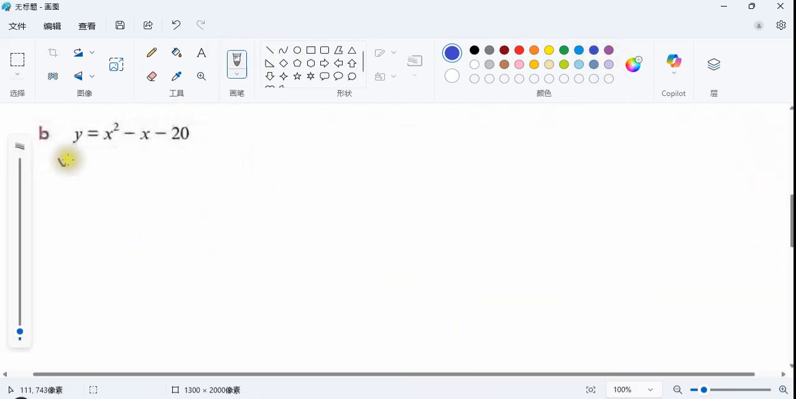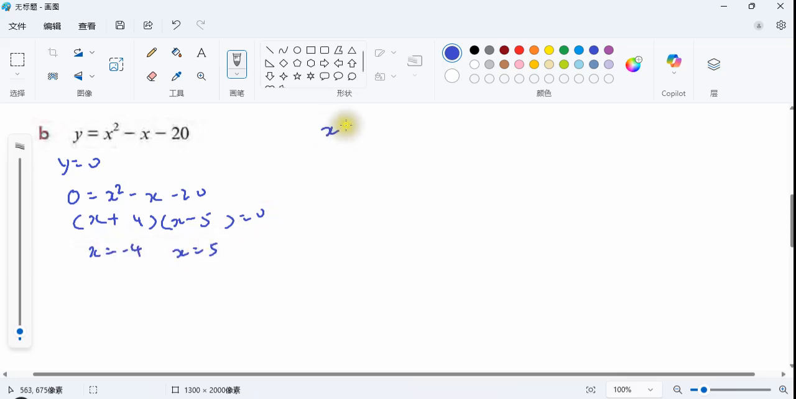B, when y equals 0, then we have 0 equals x squared minus x minus 20, and then we do the factorization. X minus 5, x plus 4, so x equals -4 and x equals 5. Axis of symmetry will be (-4 plus 5) over 2, then it's 0.5. And then y equals 0.5 squared minus 0.5 minus 20.